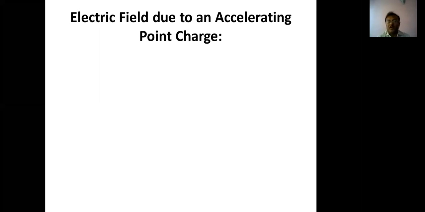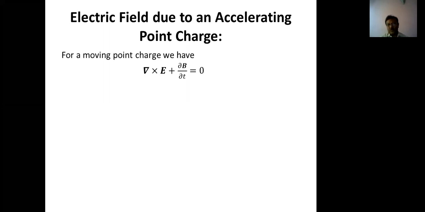So we just ignore the velocity dependent part and we stick with the electric field which is the acceleration dependent part, because an accelerating point charge can radiate. That means it can emit radiation, and our main purpose in this chapter is to study the radiation due to a moving point charge, that means radiation due to an accelerating point charge. So here we start with Maxwell's equations. With this equation, what is the name of this equation? Anybody?